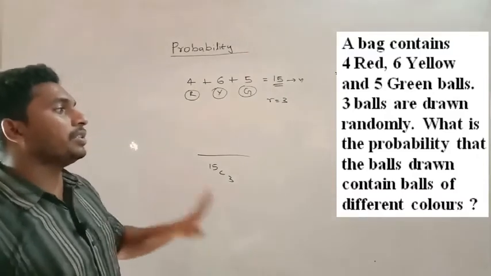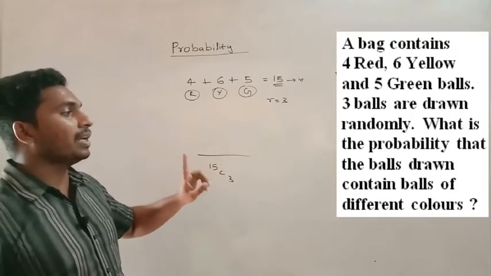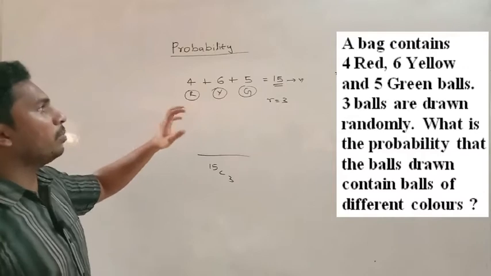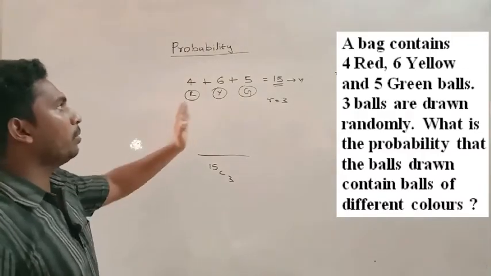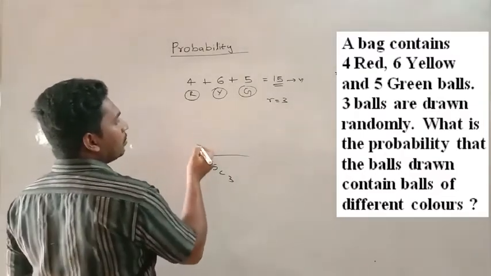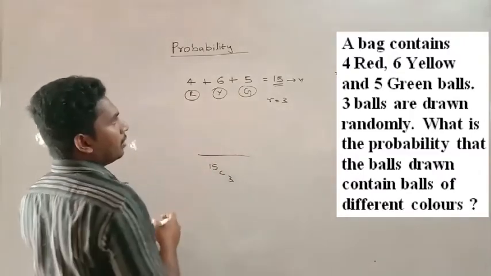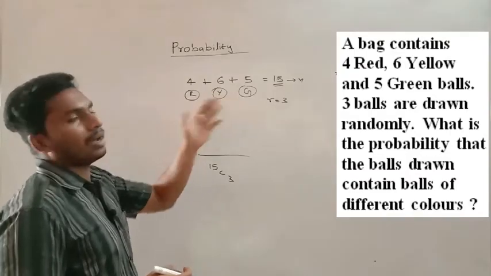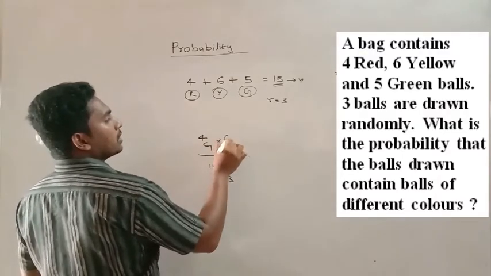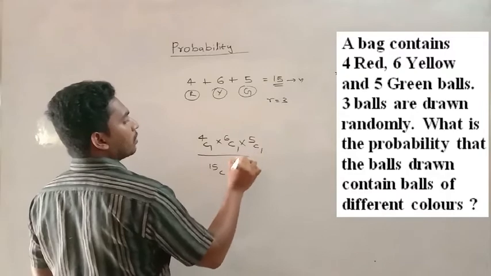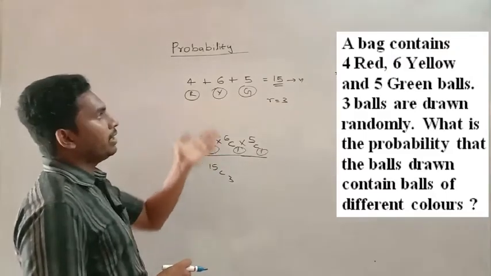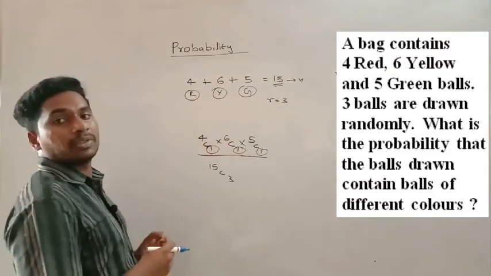They are asking what is the probability that the balls contain different colors. Here they have drawn 3 balls, and there are 3 different colors. So you can take this as each ball having a different color. It means that one is red, one is yellow and the other is green. So it is 4C1 into 6C1 into 5C1. This is how you have to solve this.